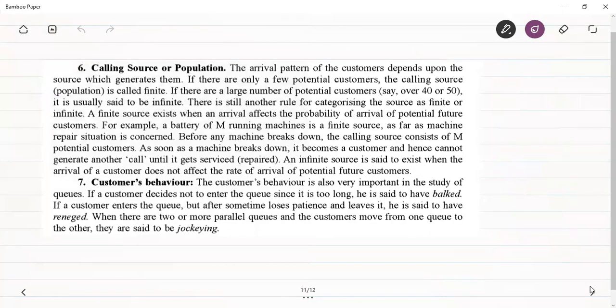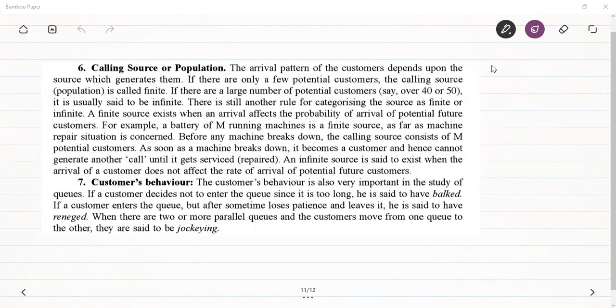Another is the calling population. Okay, calling source or population. Calling population usually हम इसको कहते हैं. So calling population means the arrival pattern of the customers depends upon the source which generates them. Okay, तो लोग कहाँ से आते हैं to get the service. Okay, that is known as the calling population.